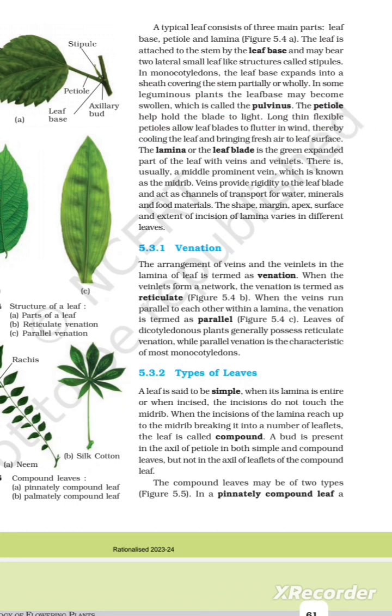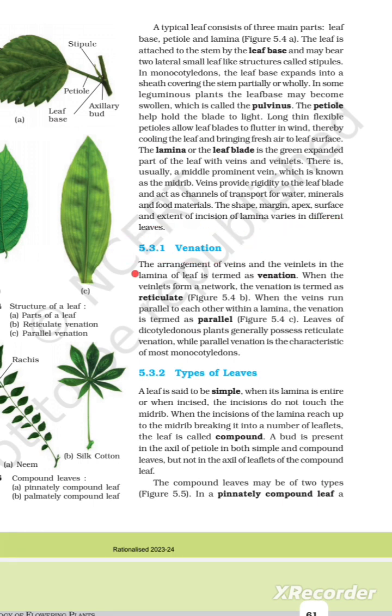Long, thin, flexible petioles allow the leaf blade to flutter in wind, thereby cooling the leaf and bringing fresh air to the leaf surface. The lamina or the leaf blade is the green expanded part of the leaf with veins and veinlets. There is usually a middle prominent vein, which is known as the midrib. Veins provide rigidity to the leaf blade and act as channels of transport for water, minerals, and food material. The shape, margin, apex, surface, and extent of incision of the lamina vary in different leaves.